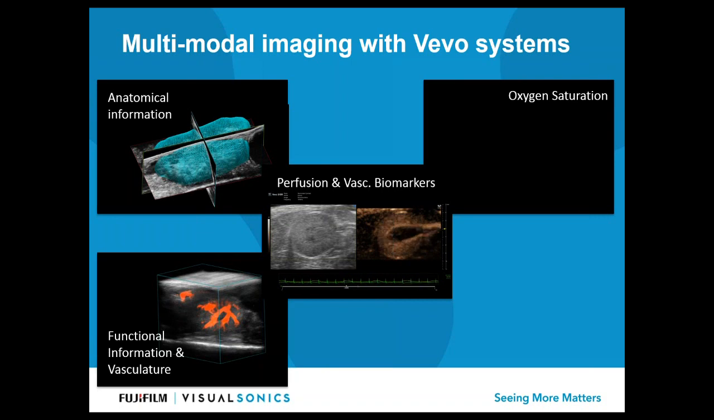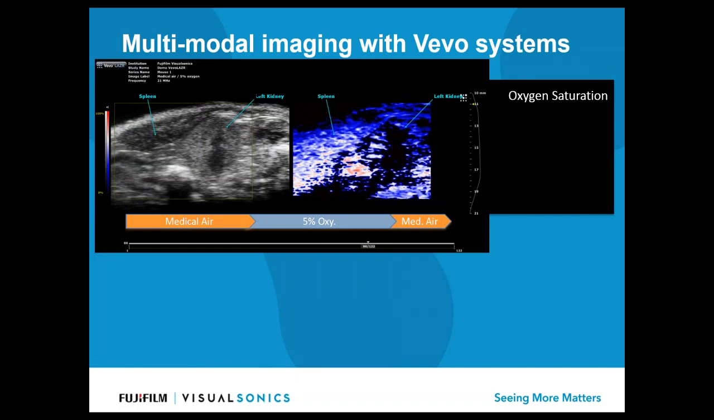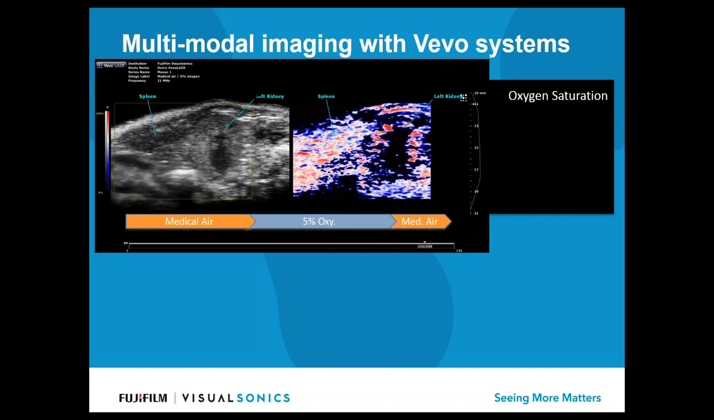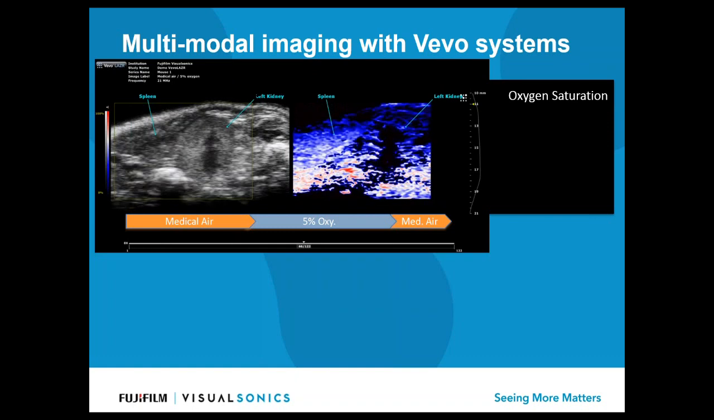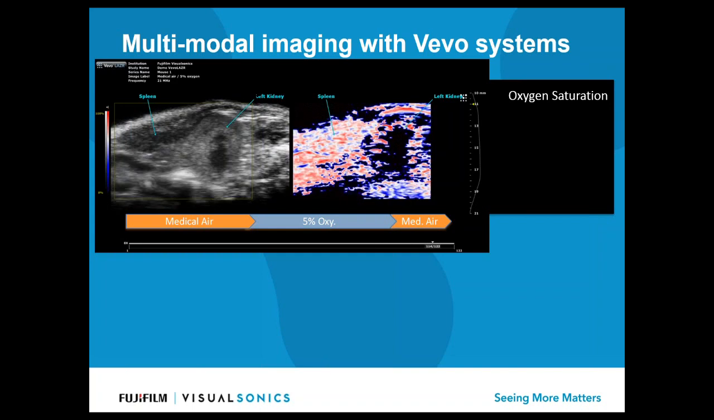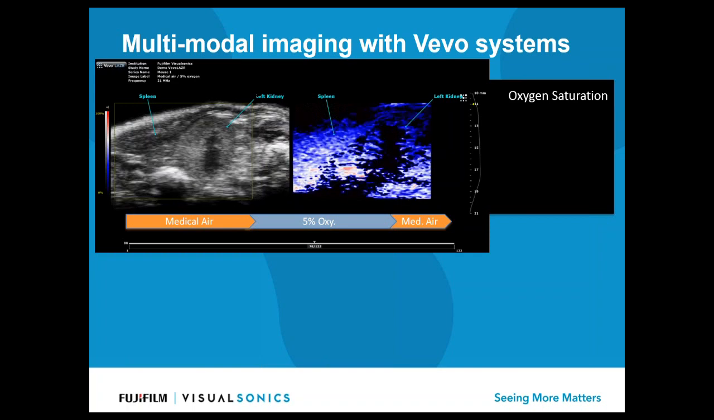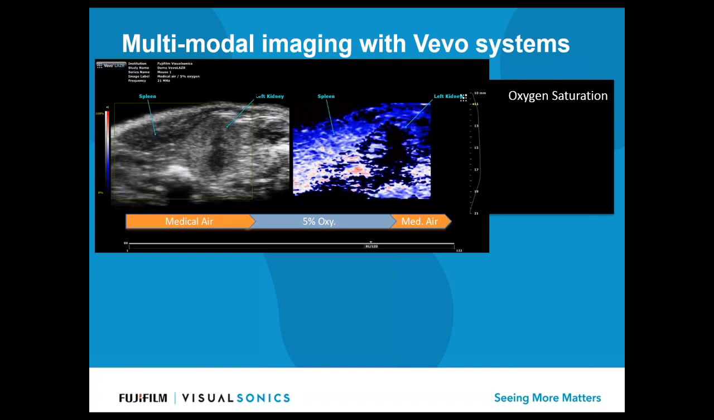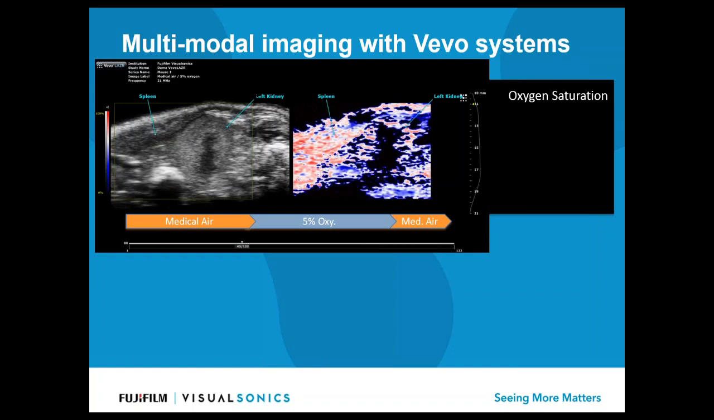And these would allow you to not only study perfusion, but also look at oxygen saturation of tissue directly. So for example, in this video clip, we are monitoring live changes of the oxygen saturation in kidney and spleen as the mouse is breathing first medical air and then is switched to 5% oxygen and back to medical air. And you can follow changes in oxygen saturation live in this setup.